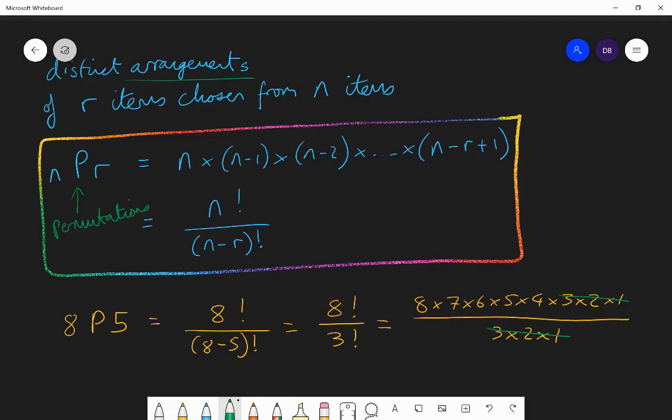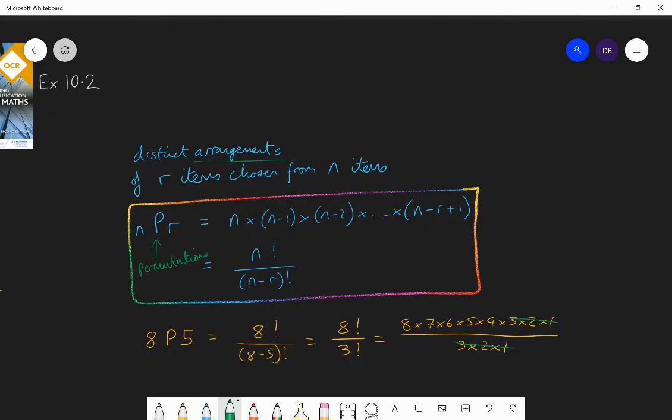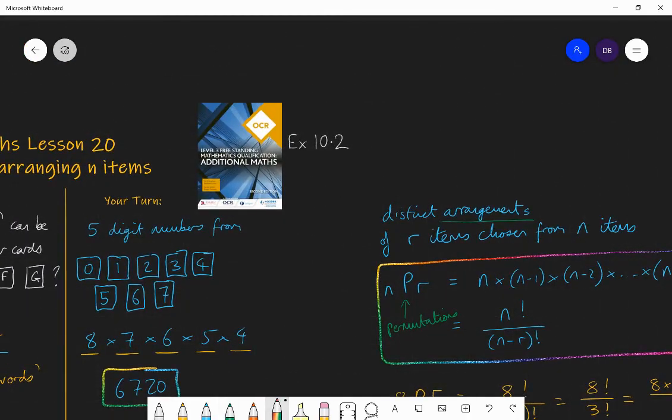What you should do now is go and practice from the textbook, exercise 10.2, the second exercise in chapter 10, which will start you on your process to being able to answer more difficult permutation and combination questions. Next lesson, I will take you even further down this path. Go and enjoy.